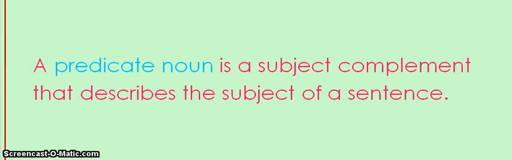Today we are going to be learning about predicate nouns. A predicate noun is a type of subject complement that follows a linking verb. Predicate nouns describe the subject of the sentence. A predicate noun follows a linking verb and renames or identifies the subject of the sentence. Now, let's look at some examples.